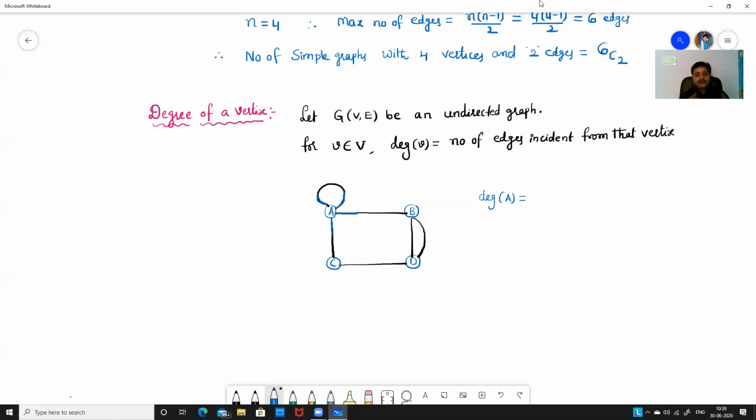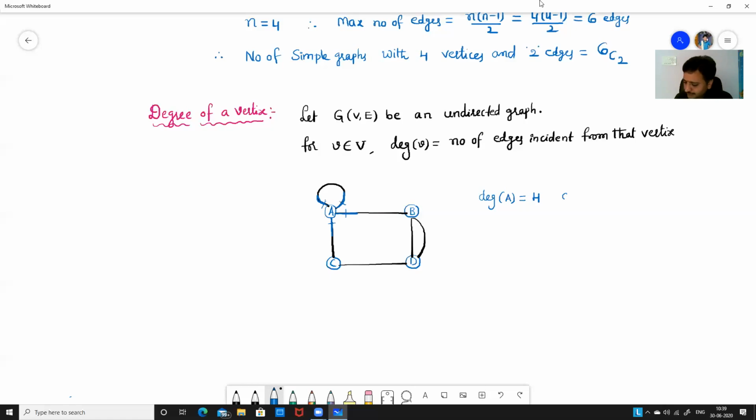It means that whenever we have a loop, then we count the degree of that vertex as 2, okay? Means with respect to that loop, degree is 2. Clearly, A is having a self loop, right? When A is having a self loop, the degree of A with respect to this loop is 2. Every self loop is providing degree 2 for that vertex, okay? So therefore, degree of A is equal to 1, 2, 3, and then 4. Degree of A is equal to 4.